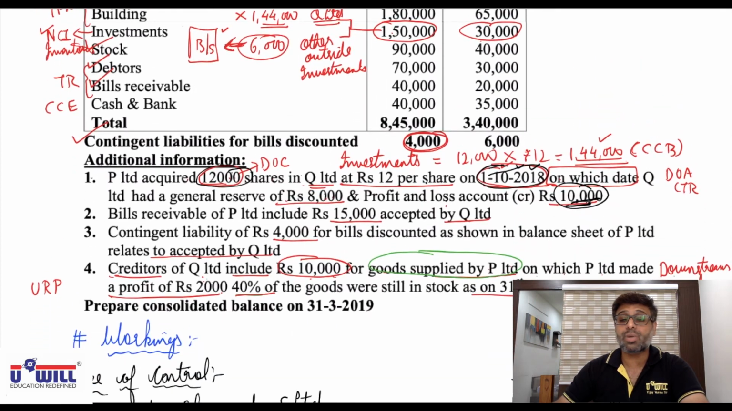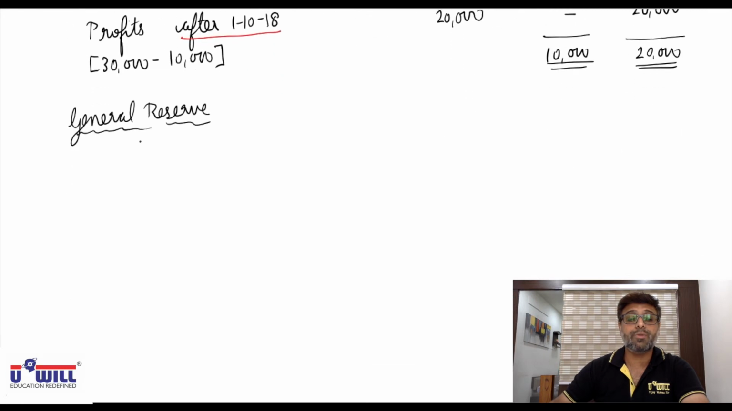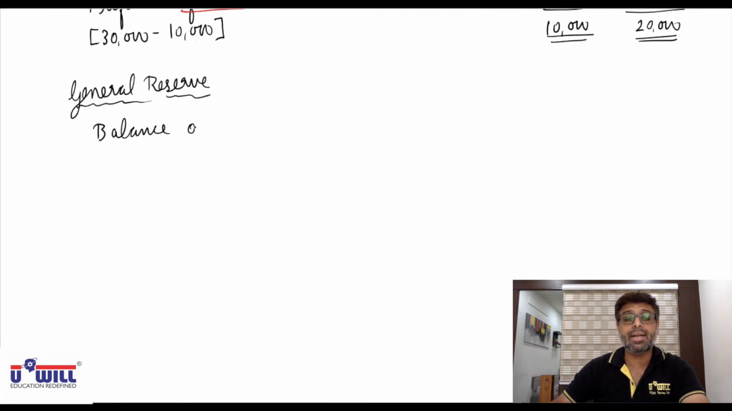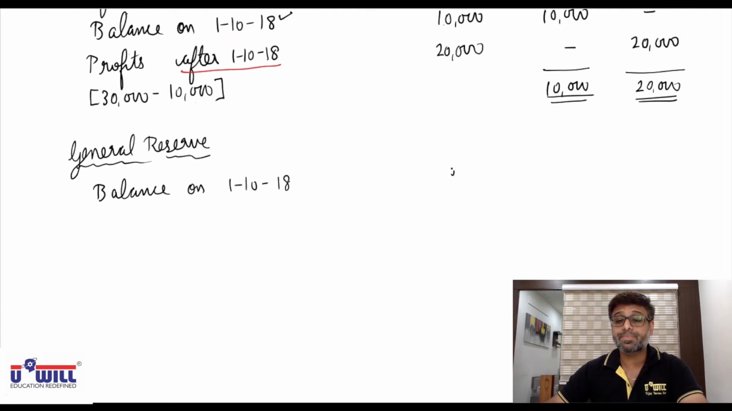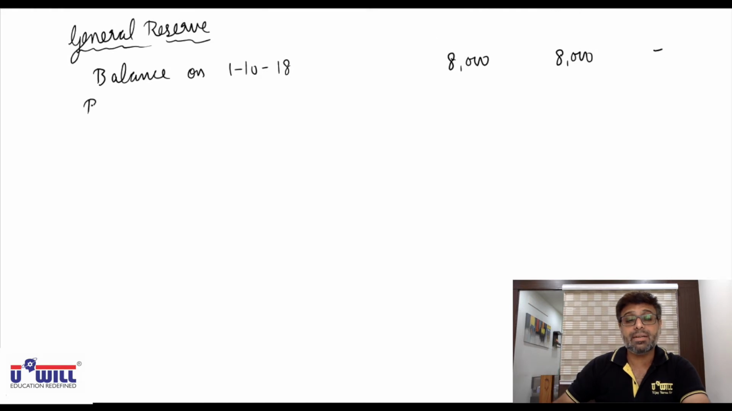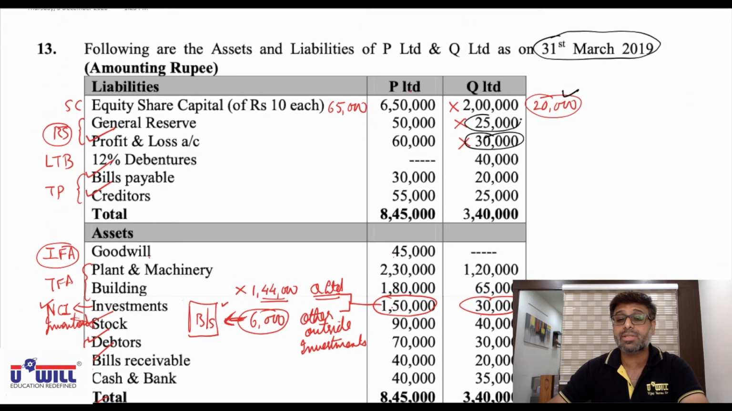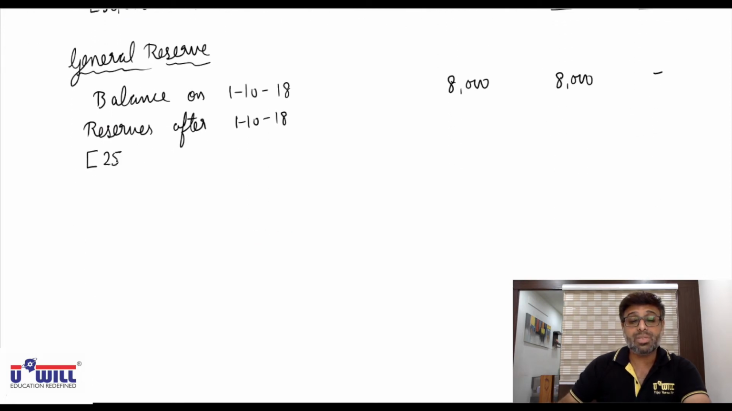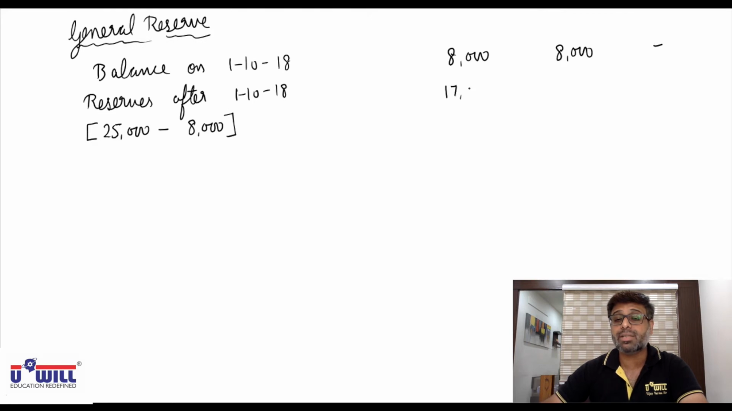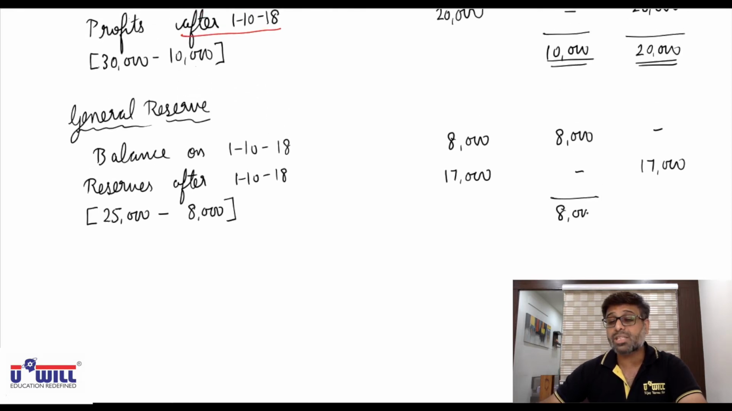Here also the opening balance is not given. So what is the balance on 1/10/18? 8,000. So all of you write down balance on 1/10/18, 8,000. This balance on 1/10/18 will be entirely taken in the pre-acquisition period, and then the remaining would be the reserves after 1/10/18. What is the closing balance of general reserve? 25,000. From 25,000, if you subtract the balance on 1/10/18, 8,000, then what are the reserves after 1/10/18? 25,000 minus 8,000, 17,000. And after 1/10/18 means the entire 17,000 you'll take in the post-acquisition column. So pre-acquisition reserves are 8,000 and post-acquisition reserves are 17,000.